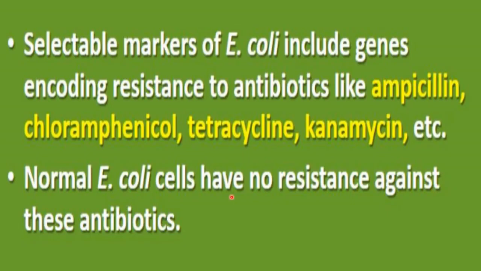Normal E. coli cells have no resistance against these antibiotics, because normal E. coli cells have no resistance power. But when we modify the E. coli cell, we add these antibiotic resistance genes so that we can use these genes as selectable markers. That's why these selectable markers are useful, because normal E. coli cells have no such genes. Only the modified ones, which are used as cloning vector, have this resistance power.